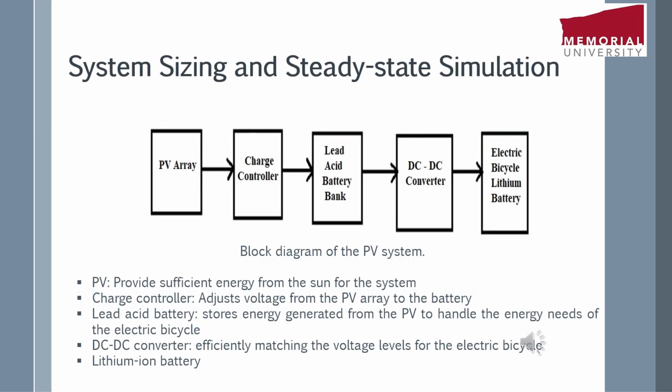System sizing and steady-state simulation. Here you can see the block diagram of our design system. The PV array block converts solar energy into electricity, and the charge controller block contains a DC to DC converter with additional controls to regulate the current and voltage delivered to the lead-acid battery. Between the lead-acid battery and the lithium-ion battery, we have another DC to DC converter, which efficiently matches the voltage levels for efficient charging of the electric bicycle's lithium-ion battery.